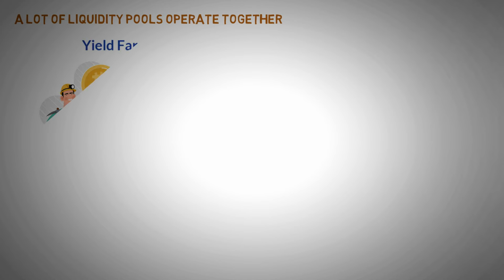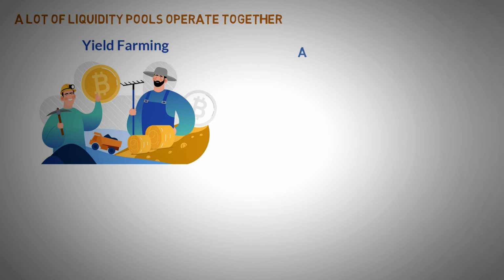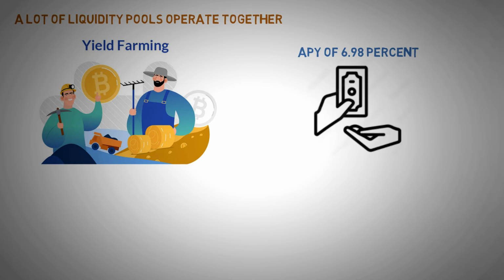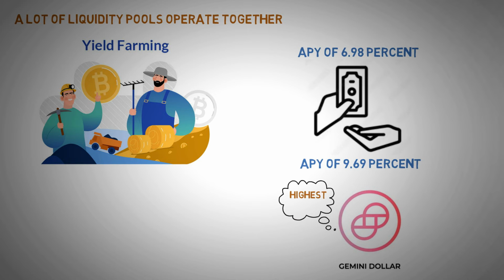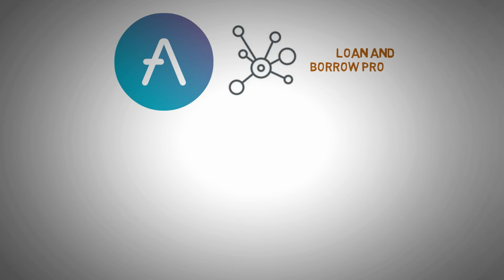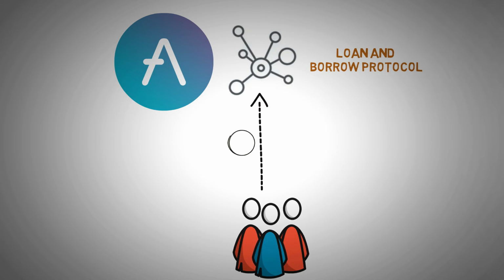A lot of liquidity pools operate together in yield farming, which is frequent, with an APY of 6.98% on deposits and a borrowing APY of 9.69%. The Gemini dollar is the highest paying stablecoin on Aave. Aave has a decentralized loan and borrow protocol that allows users to borrow assets and receive interest charges on lending in the form of the AAVE, formerly LEND, token.